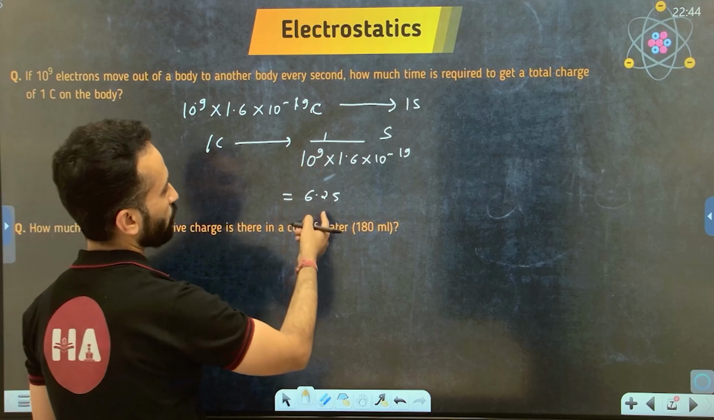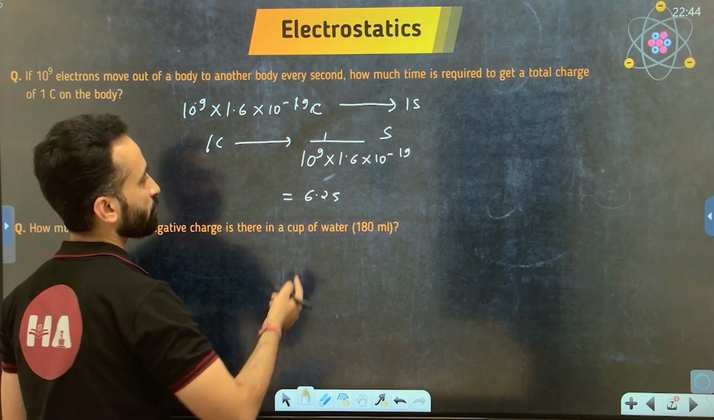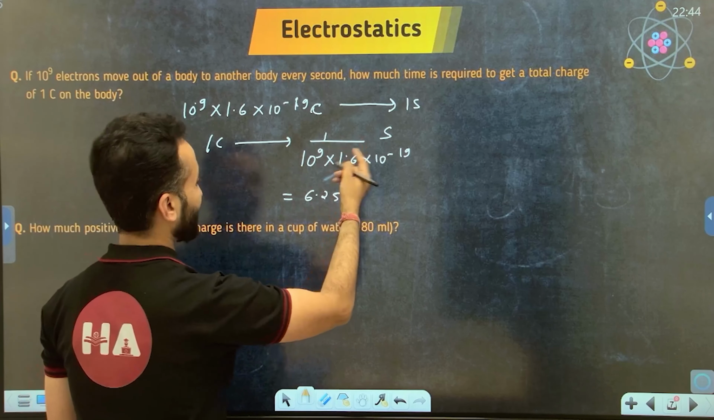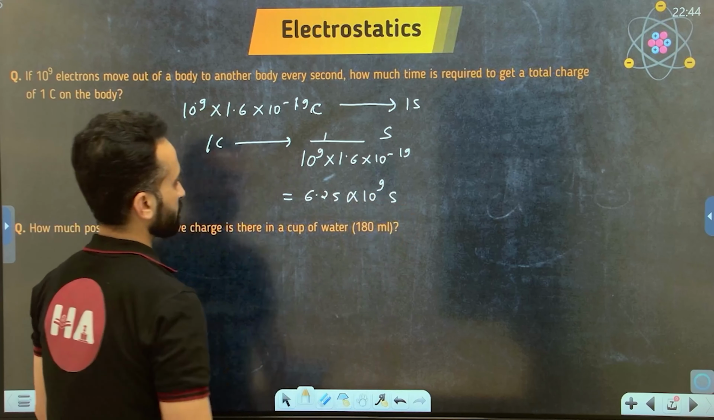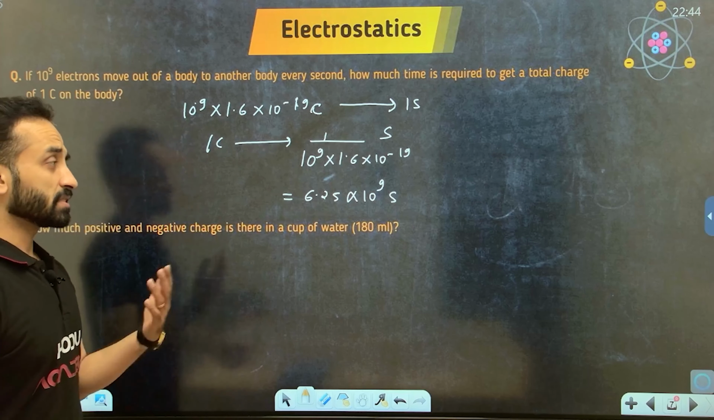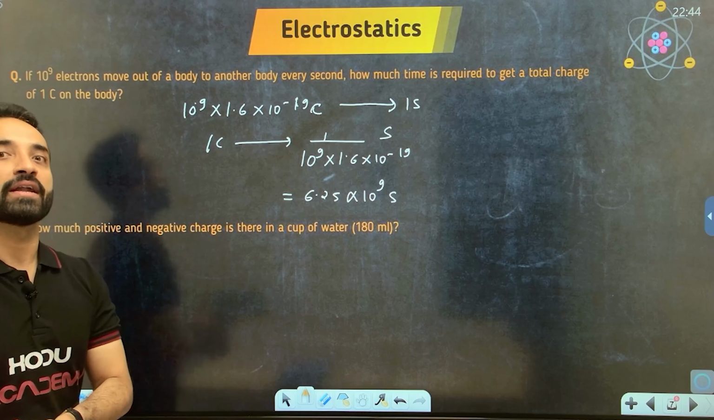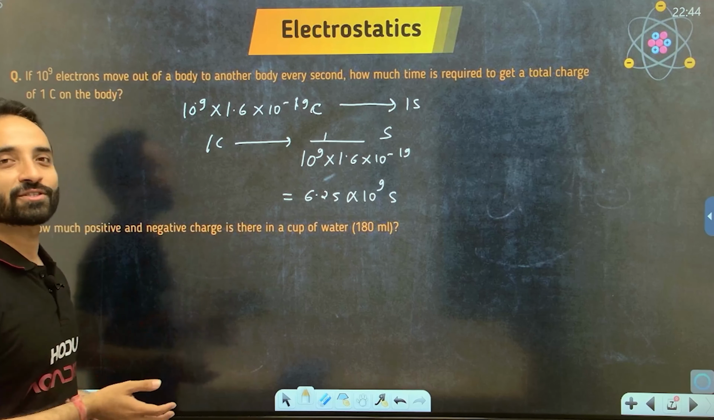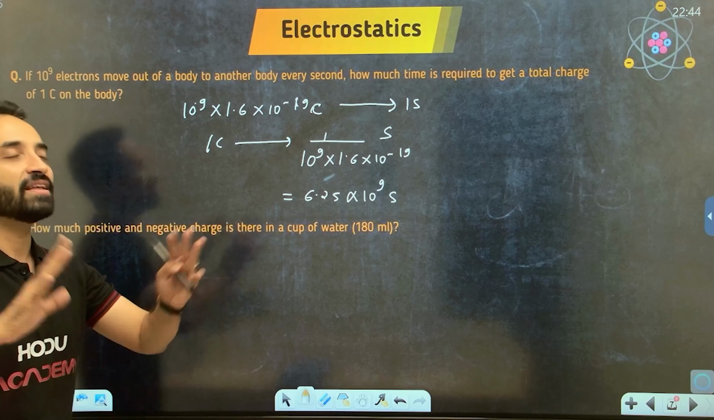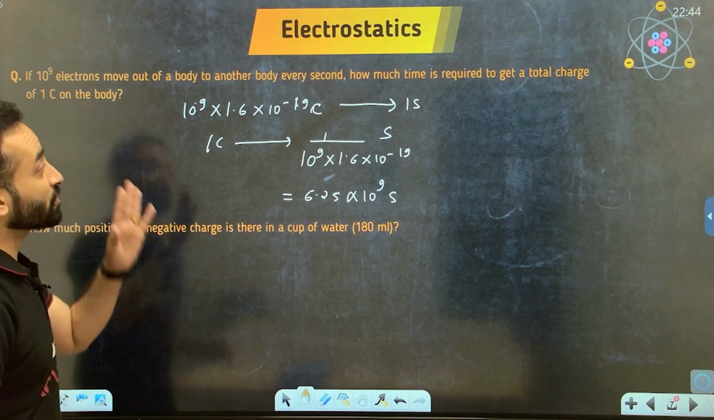So this is 1 over 1.6, which is 0.625, and this is 10 raised to the power 10. So let's make it 10 raised to the power 9. This much second: 6.25 into 10 raised to the power 9 seconds. Seconds look like a very small unit for this. It is almost 6.25 billion seconds it takes for this.